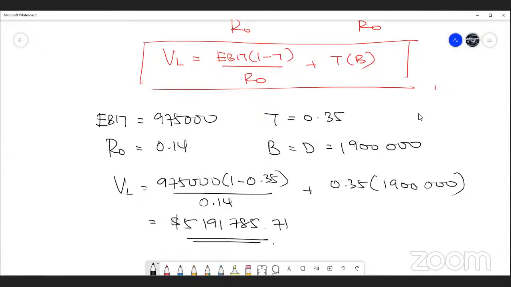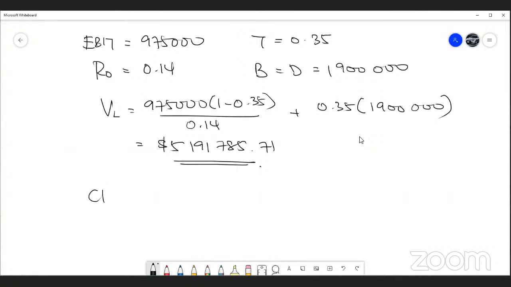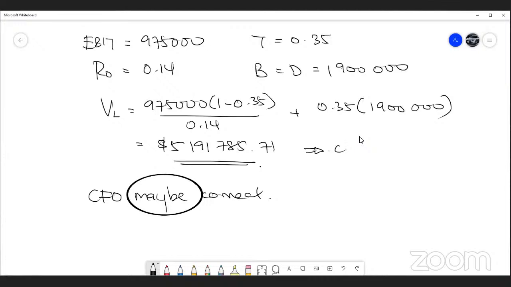So the problem here is he's not wrong. The CFO may be correct. Why is the answer maybe correct? Only maybe, not confirmed correct. Why? Because the value calculated here included the cost of any non-marketed claim. This 5.2 million included all the costs on any non-marketed claim.